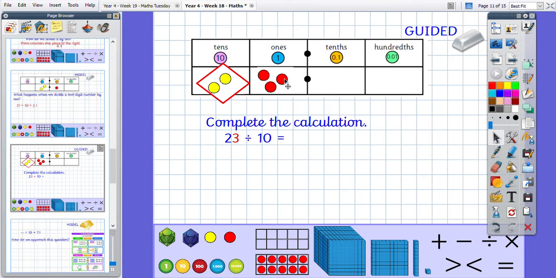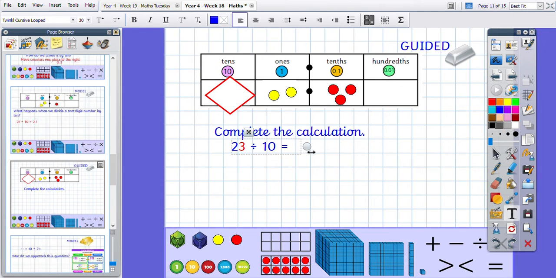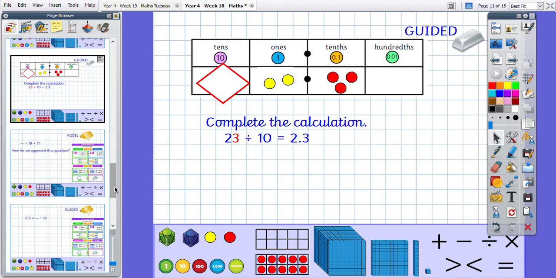So I need to move my counters. Again, this number is getting 10 times smaller, so it will move one place to the right. So my ones will move to my tenths column, and my tens will move to my ones column. So 23 divided by 10, my answer is 2.3. Okay, if you are ready for your silver questions then, pause the video and have a go before we move on to gold.